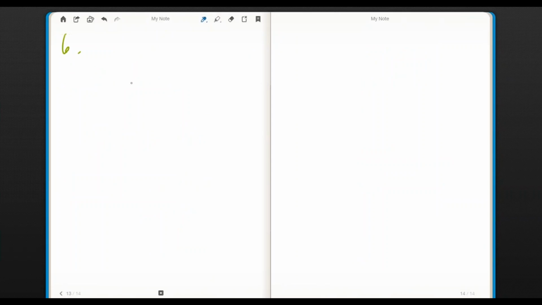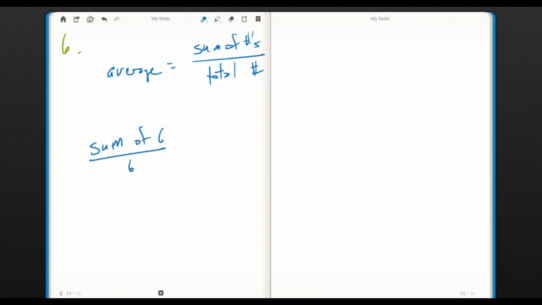Number 6, another interesting problem. An average, by definition, is a sum of numbers divided by the total number. And this is absolutely the kind of problem you see on an SAT, ACT test. It's very important to understand how these work. We're told this, the average of 6 numbers is n. So if you find the sum of the 6 numbers and you divide it by 6, the answer is n.